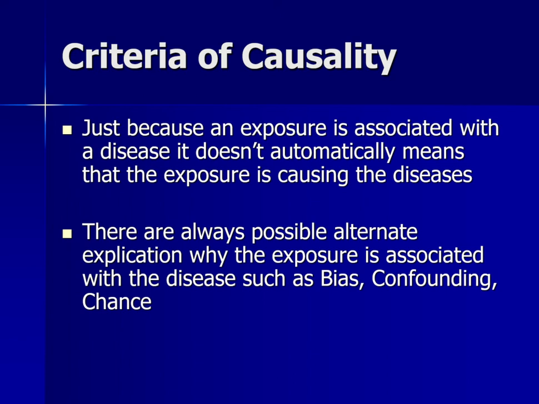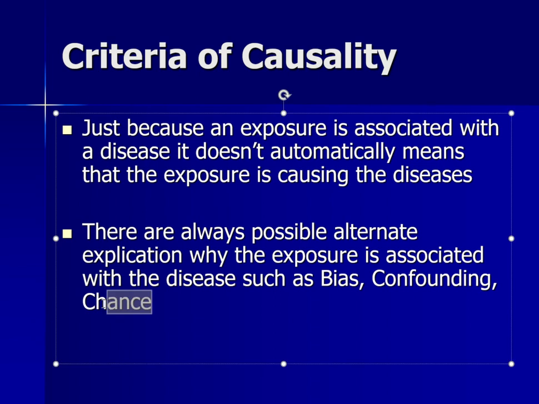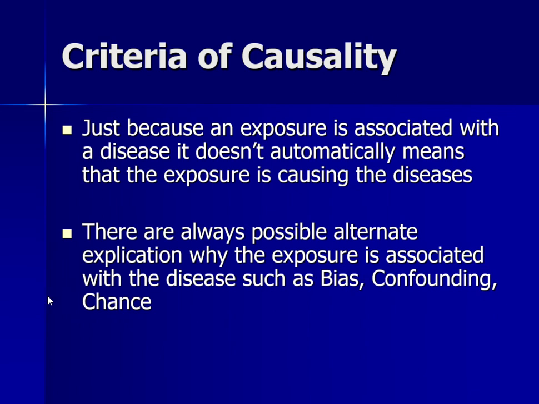So just because an exposure is associated with a disease, it doesn't automatically mean that the exposure is causing the disease. There are always alternate explanations why the exposure is associated with the disease, such as bias, confounding, chance. At the beginning of this lecture, I talked about chance. We addressed that using statistical testing. Bias and confounding are addressed through other mechanisms, which we will address in a different lecture.